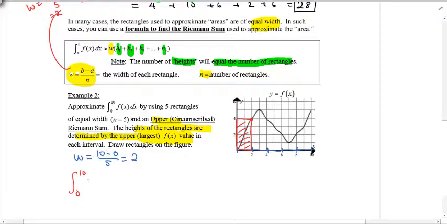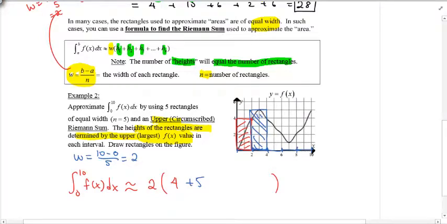So let's try it now. The integral of 0 to 10 of f of x dx, once again, is approximately. And in this case, because we have equal widths, I'm going to use our lovely formula from above. So width would be 2. And now let's look at the height. So the height from rectangle number 1, the one in red, the height here is 4. Now in rectangle number 2, once again, the highest y value would be 5.